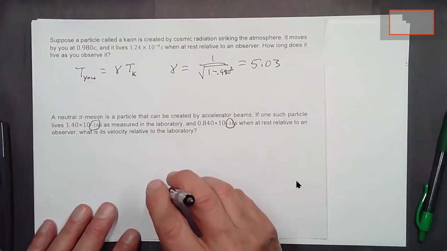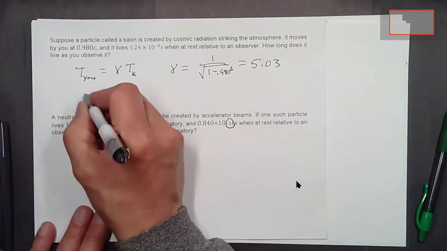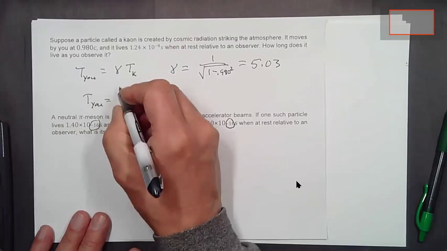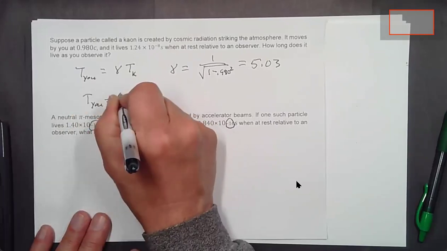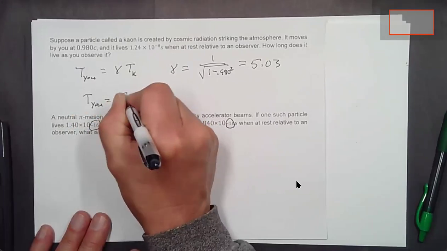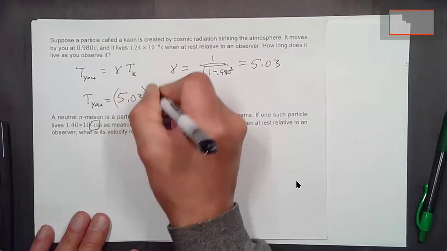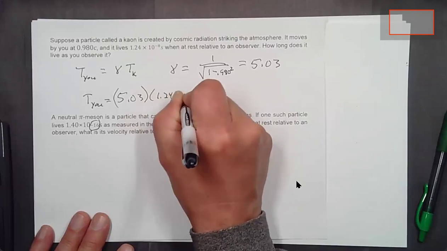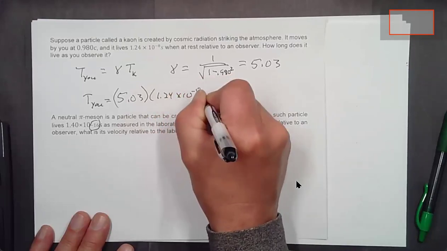And so the time that's observed by you is going to be 5.03 times that 1.24 times 10 to the minus 8 seconds.